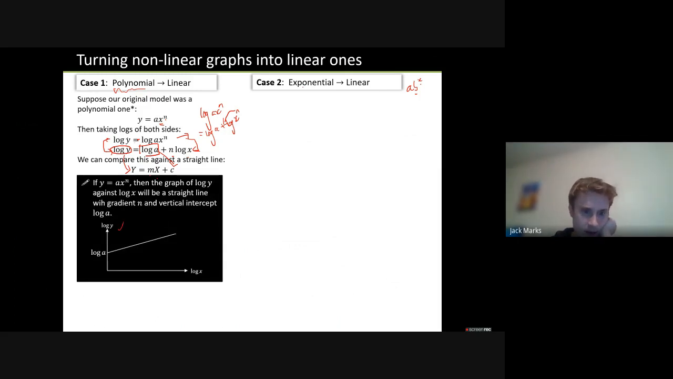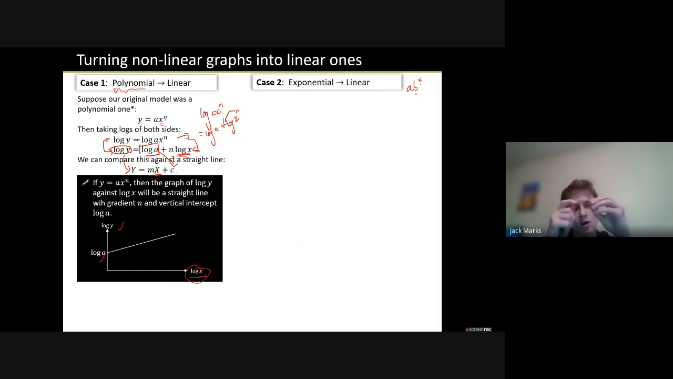So log of y we talked about. Log of a is like the c value, so that one's plugged there. And log x is what we talk about instead of x. So because we would normally compare x against y, we'd have x going across the bottom and y across the top. But it's not x anymore, it's log x. So we just change it to log x. So what's the n then? Well, what's the thing that goes with the x normally? It's the gradient, isn't it?